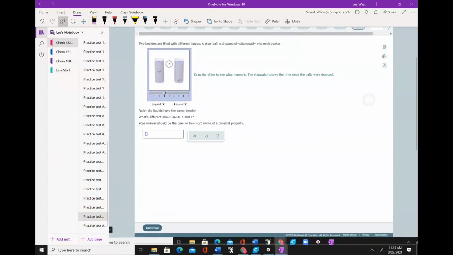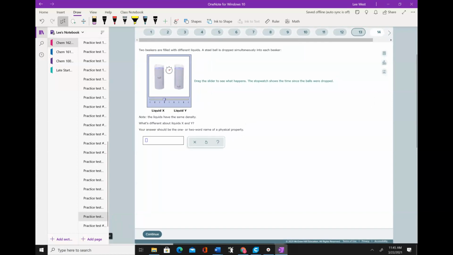This is an interesting one. It says 2 beakers are filled with different liquids. A steel ball is dropped simultaneously into each liquid. Drag the slider to see what happens. The stopwatch shows the time since the balls were dropped, and I moved the timer along a little bit. But what you see is that you have these 2 liquids, and according to the notes, they both have the same density. And in one of them, the ball drops a lot quicker than the other, right?